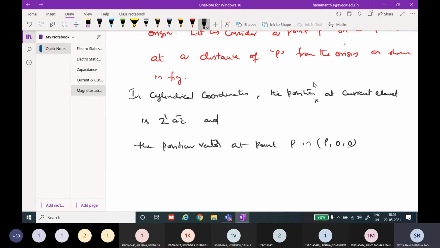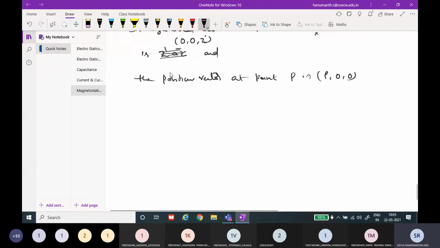Here also I want to write the position vector at the current element. Instead of z prime az bar, since that is already represented above, it is 0 comma 0 comma z prime, and the position vector at a point P is rho comma 0 comma 0. Therefore the distance vector r is the observation point minus the source point, that is, r bar is equivalent to rho a rho bar minus z prime az bar.